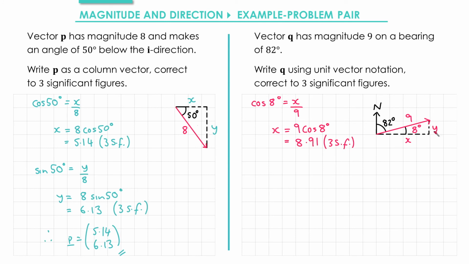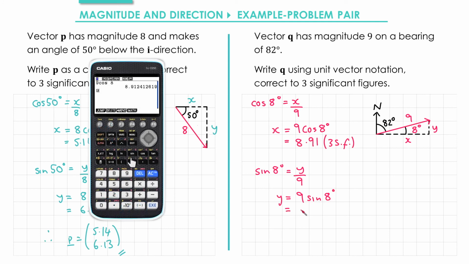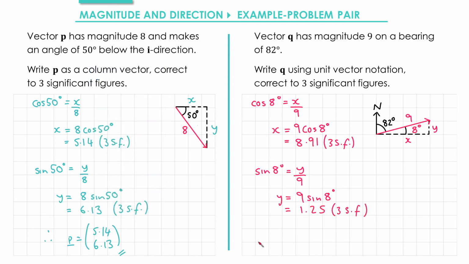To find y, we're going to be using opposite over hypotenuse. So we get the sine of 8 degrees equals y over 9. Again, multiply up by 9. And then pop that into our calculator to get 1.25 to 3 significant figures. Finally, we write it using unit vector notation. So we get q equals 8.91i plus 1.25j.